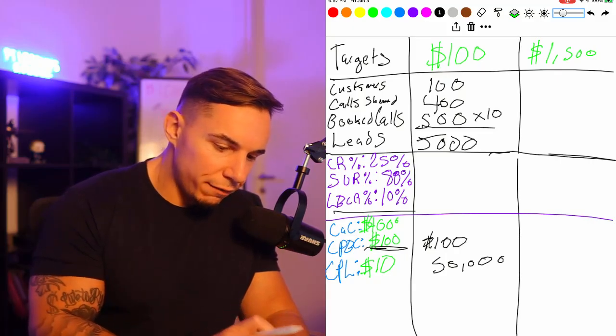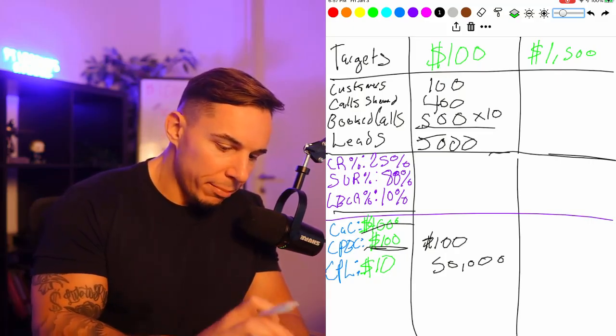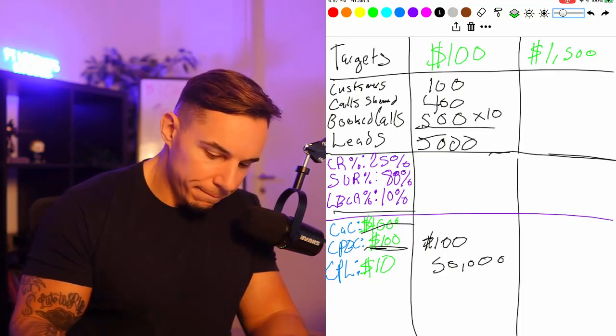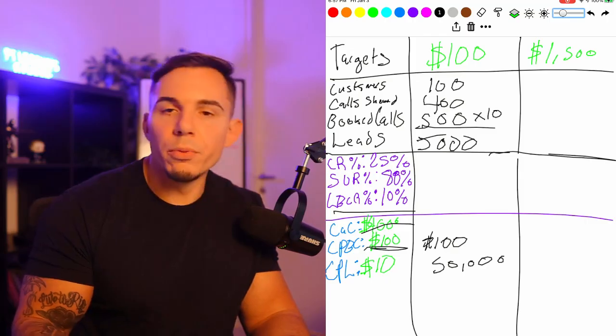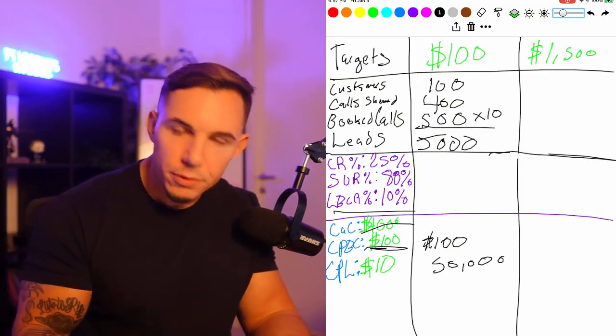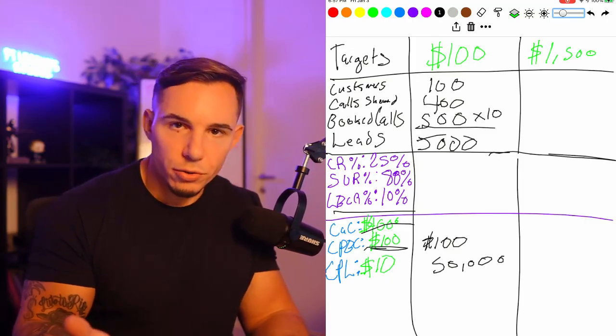And we're also within our KPI for cost to acquire a customer, right? Because you do $50,000 divided by 100 customers, which equals $500. So we're $100 off. We're spending $500 per customer, which is still good for a cost to acquire a customer.